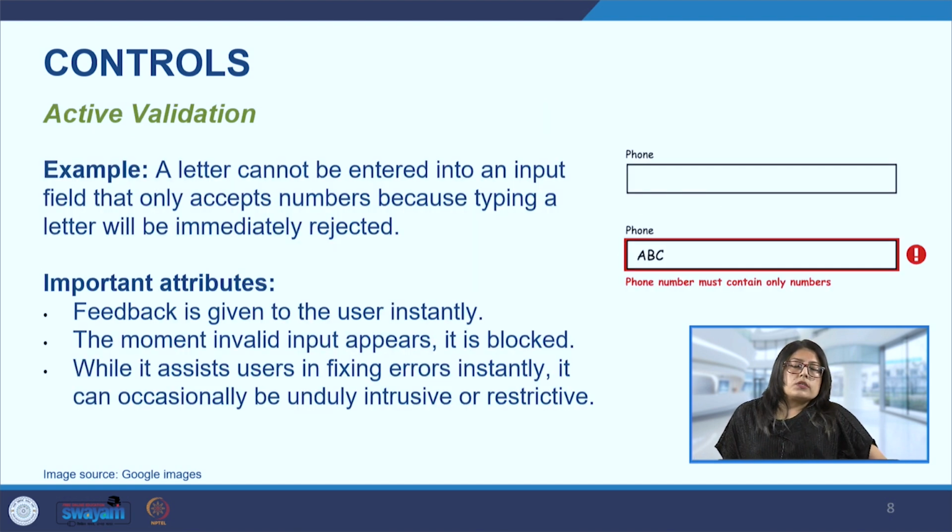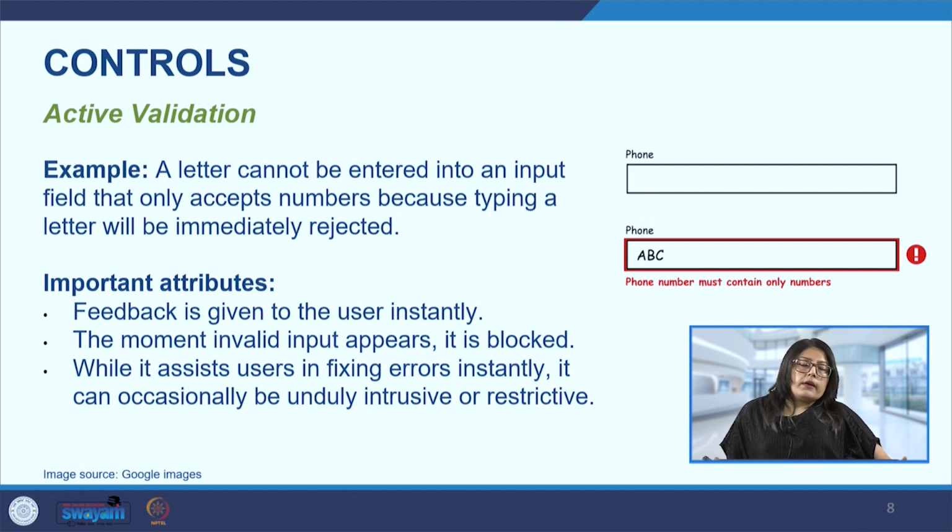So in controls, there are also two types of validations. One is an active validation and the other is a passive validation. The active validation is when the system immediately gives feedback to the user. For example, if the user is entering a phone number and only numerical values are to be entered, the system will give the feedback that this only accepts numbers and alphabets are not allowed.